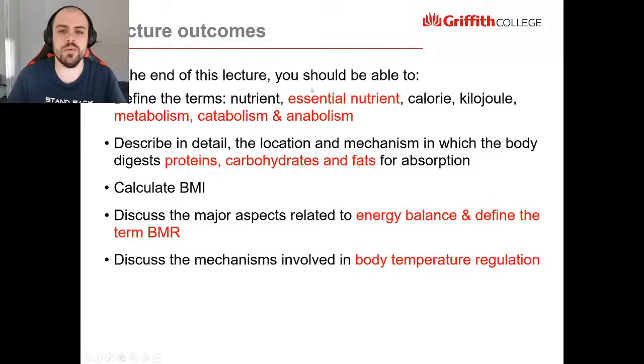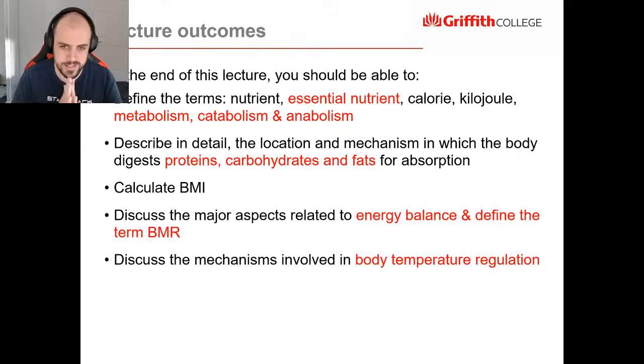Okay, so we're going to be looking at what our essential nutrients are. What do we mean by the calorie and the kilojoule? I'm sure we all know what that is anyway, but we will touch on that. And break down metabolism into looking at catabolism and anabolism. We're going to be looking at some of the major nutrients of the body: what is a protein, what is a carbohydrate, and what is a fat.